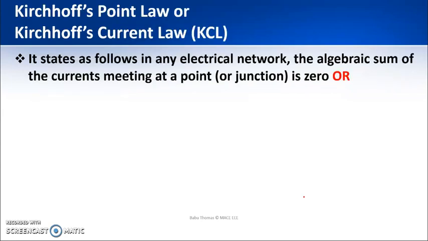It is also known as point law. In short form it is written as KCL, Kirchhoff's current law. It states that in an electrical network, the algebraic sum of the currents meeting at a point or junction is 0. That is, summation of all currents is equal to 0.